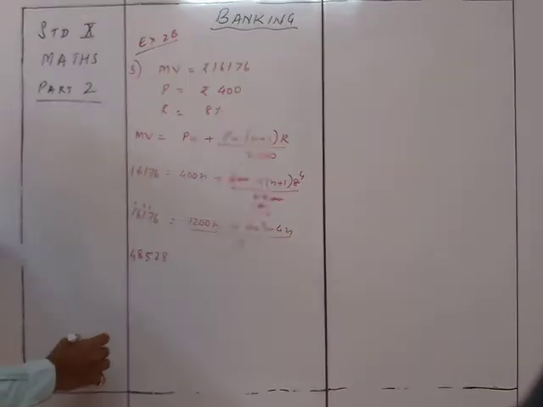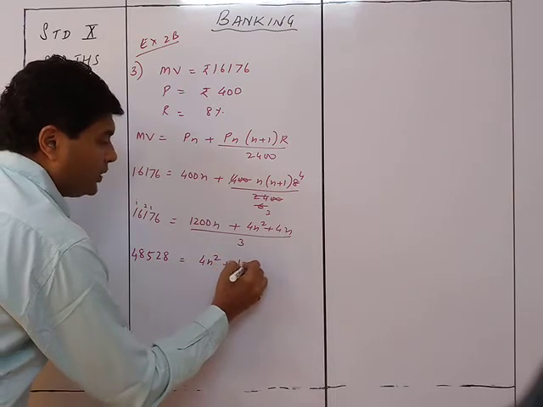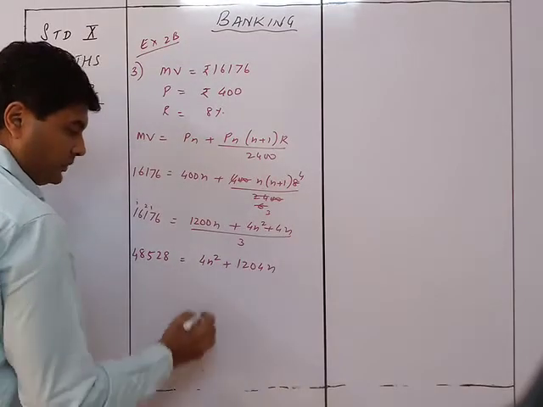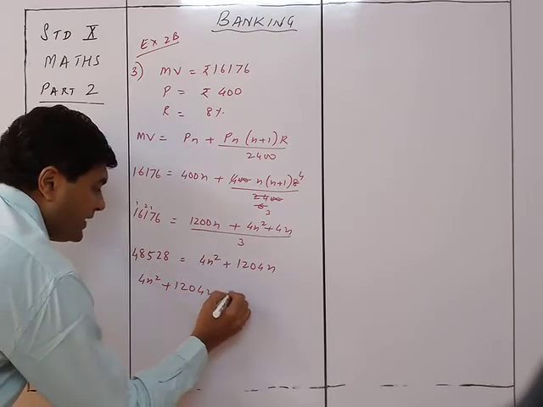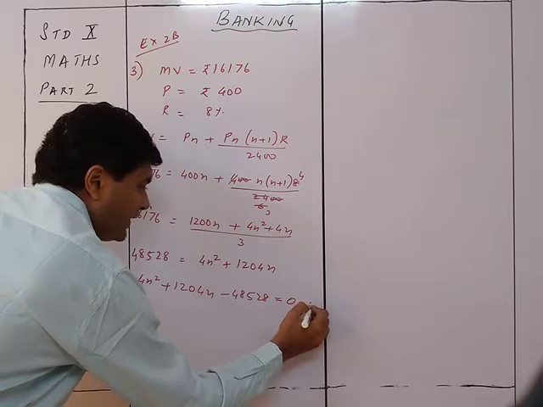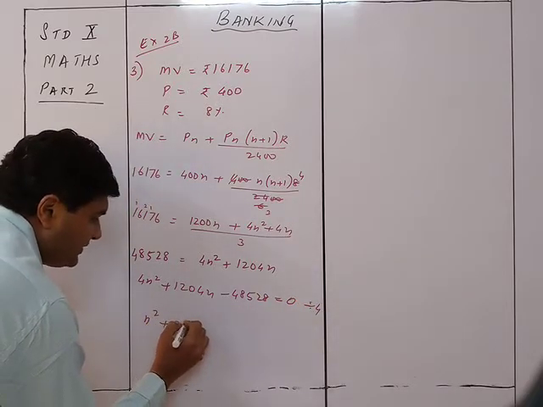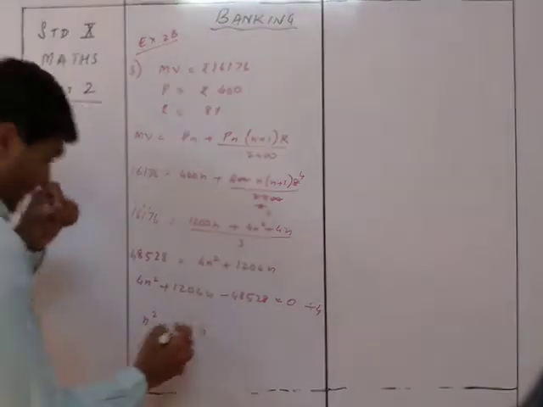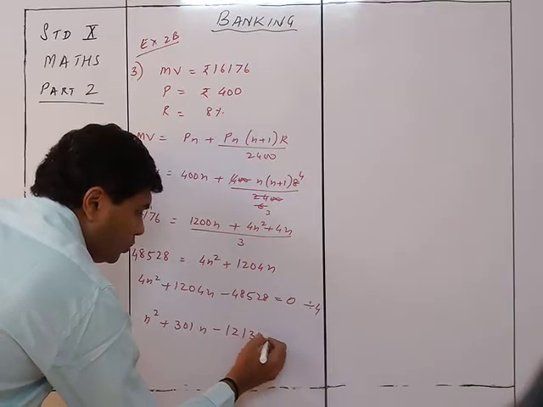So 48528 is equal to 4n square plus 1204n. So 4n square plus 1204n minus 48528 is equal to 0. Dividing it by 4, we get n square plus 301n minus 12132 is equal to 0.